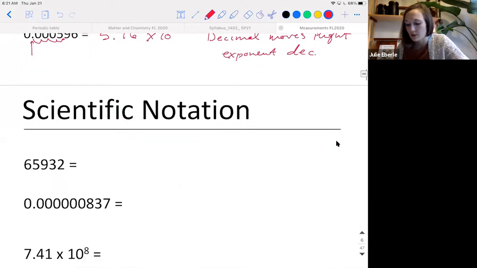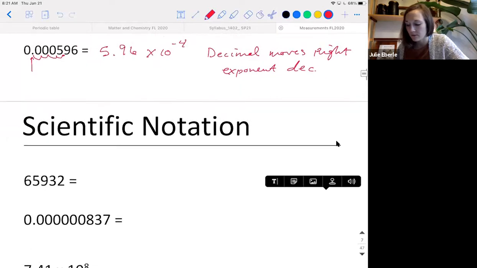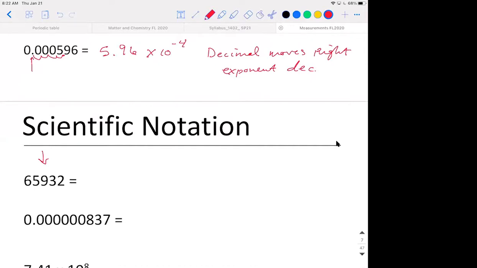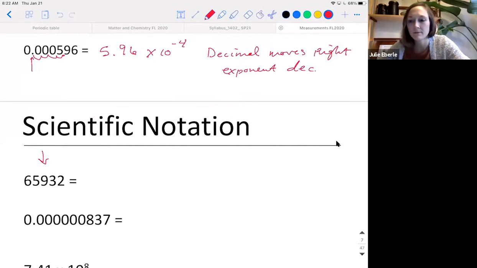So I want you guys to do some practice now. I've got this next slide, and I want you to take these numbers and convert them to scientific notation. We say these numbers as they're written are in standard notation, and I want you to write them in scientific notation. I'm going to let you work on your own for just a second.